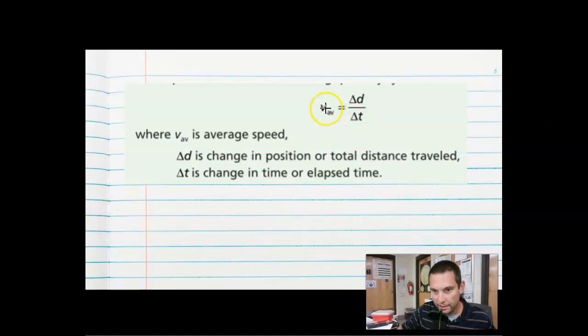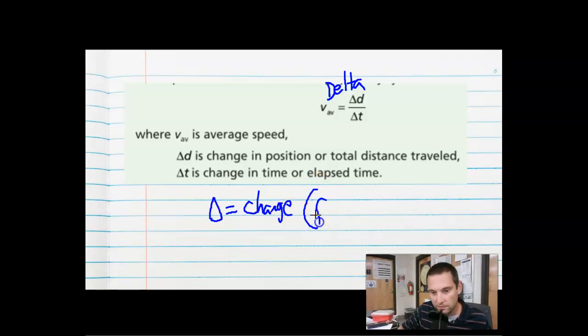This is our main equation here. v average equals delta d over delta t. Now this triangle is the Greek letter delta. And what delta means is change. So delta equals change. Whenever you see that triangle for the rest of this year, it just means change. And to us, change means final.